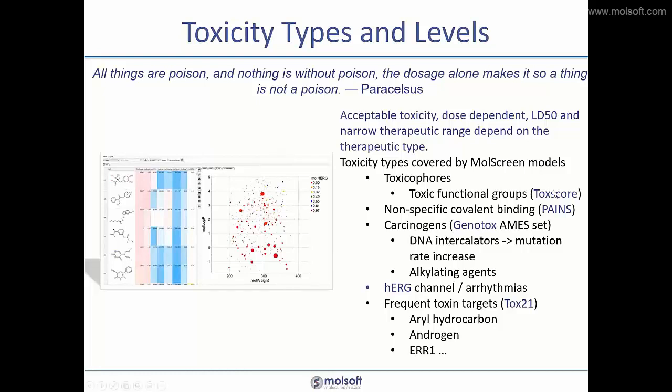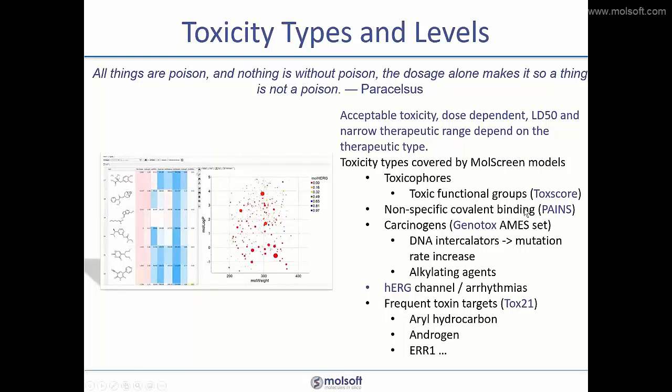So we have different model types for different types of toxicity in the body. We have a model to identify toxicophores. These will flag any known toxic functional group in your molecule.